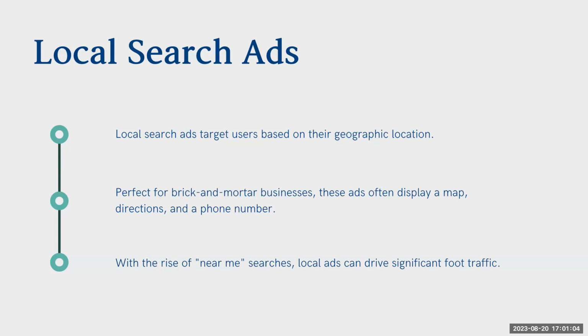So it focuses on the location. And by doing that, businesses can really ensure that their ad spend is directed towards potential customers who are logistically placed to act upon the ad. So if you want them to visit the store, if you want them to make a purchase, or if you have another form of engagement that they need to do locally, it has to start with these things. This is perfect for brick and mortar businesses because they often display a map, directions, a phone number, an order now button. All of these are available in the local search ad. And one of the biggest things that people now add all over the place is near me. And with near me searches, local ads can drive significant foot traffic to a particular location.